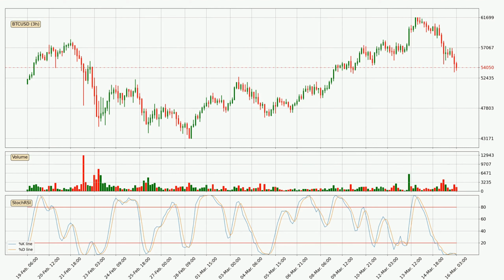Looking at the 3-hourly stochastic RSI, both the %K and %D lines are currently very low, which means that the price is oversold and a trend change or at least some kind of consolidation is to be expected. However, the K line still hasn't crossed the D line, so you should wait to see if the trend will actually change to the upside.